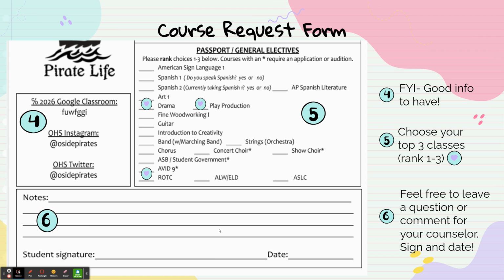So if you ask your counselor at the middle school a question and they're not too sure how to answer it, feel free to write that question in that box. Your counselor here will reach out to you and we will try to answer your question or comment or anything else. If you're moving, anything else that you want to let us know, please write it in that notes. So you're going to sign and then date the form.